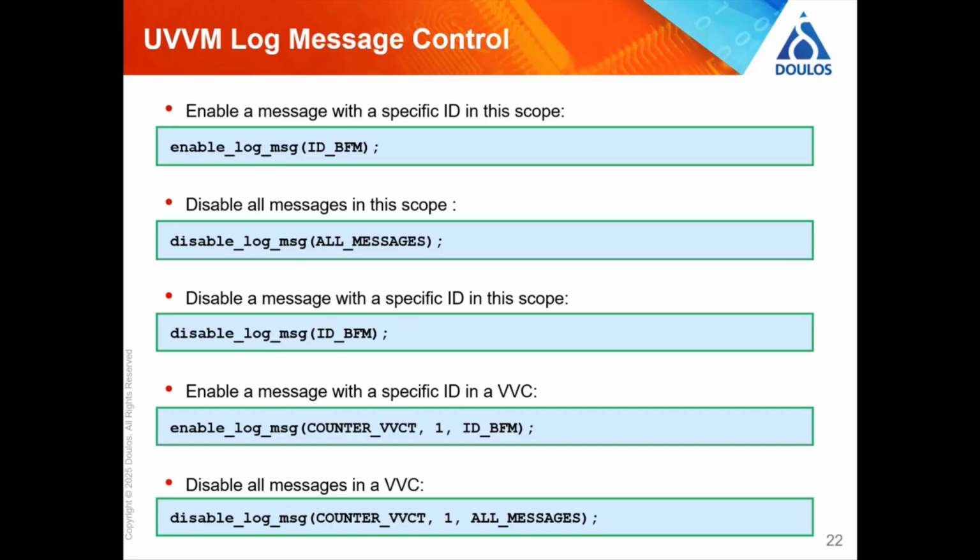So VVC is a VHDL verification component. It is just a verification component, but written in a certain way that works with the UVVM framework. So we can enable and disable log messages coming from a particular VVC.